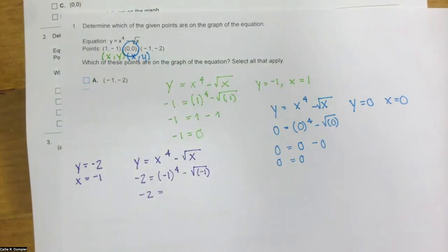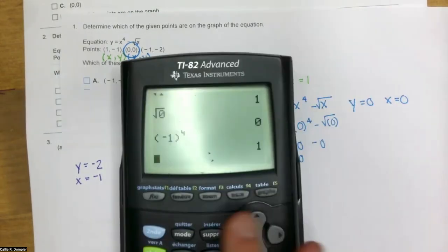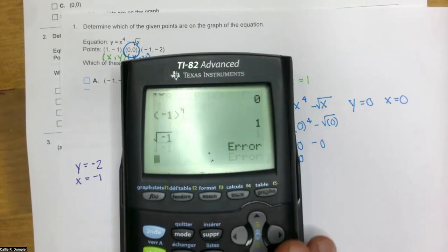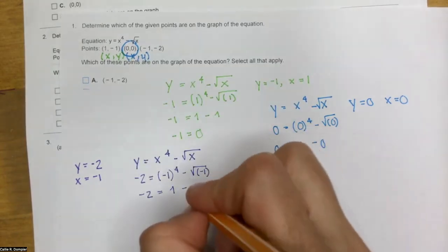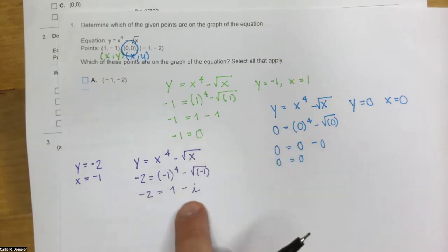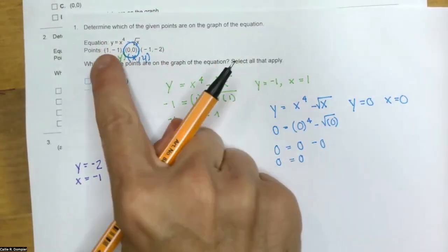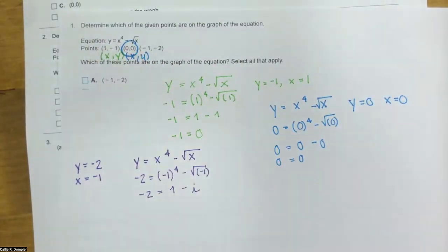It's just a positive 1. The square root of negative 1 is not a real number, right? So we could say it's i, or we could say it's just not a real number. Either way, that's not going to equal negative 2. So it's not this point and it's not this point. It's only that middle point.